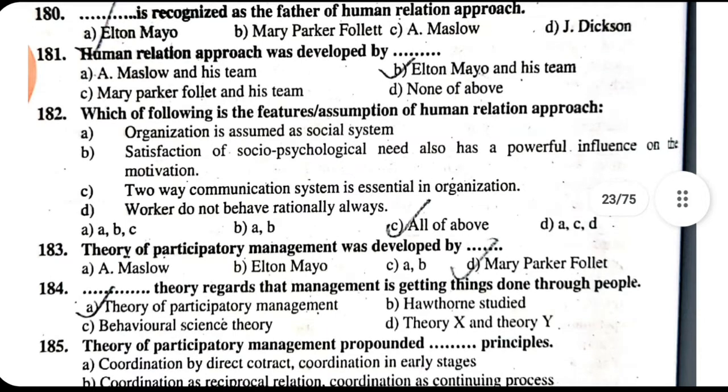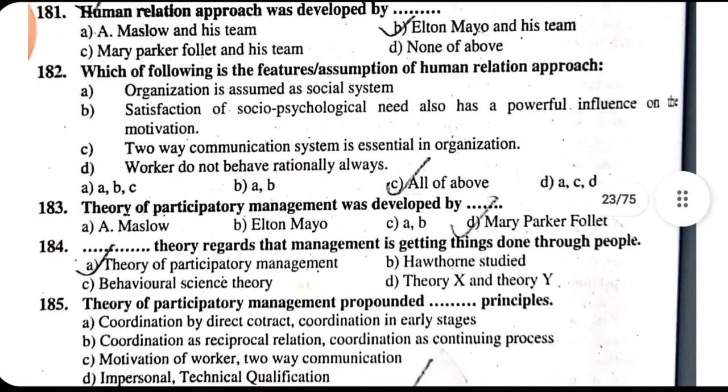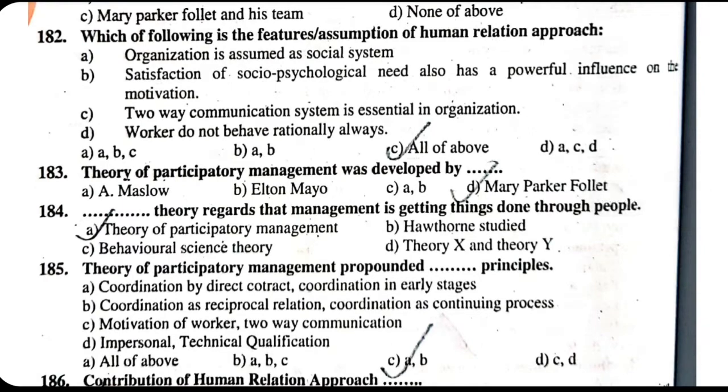Question 185. The theory of participatory management propounded which principles? A. Coordination by direct contact, coordination in early stages. B. Coordination as a reciprocal relation, coordination is a continuing process. C. Motivation of workers through communication. D. Impersonal technical qualification. The correct answer is C, A, and B. The theory of participatory management propounded the principles of coordination by direct contact, coordination in all stages, coordination as a reciprocal relation, and coordination as a continuing process.